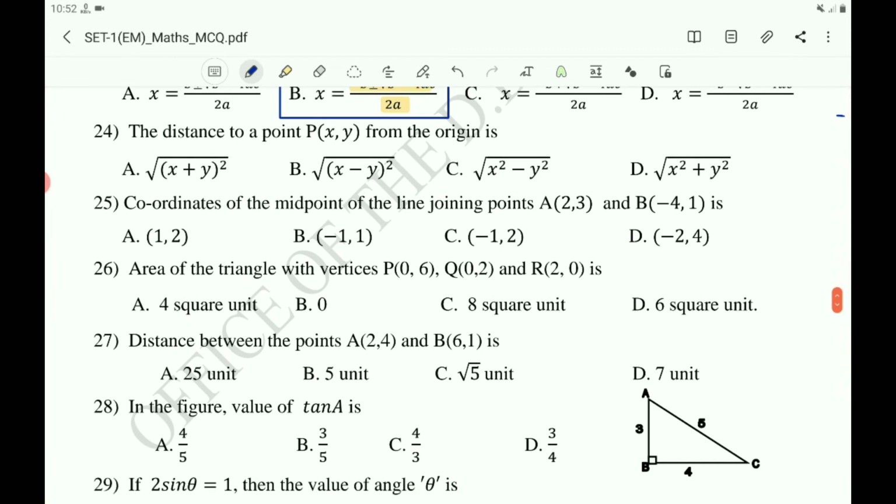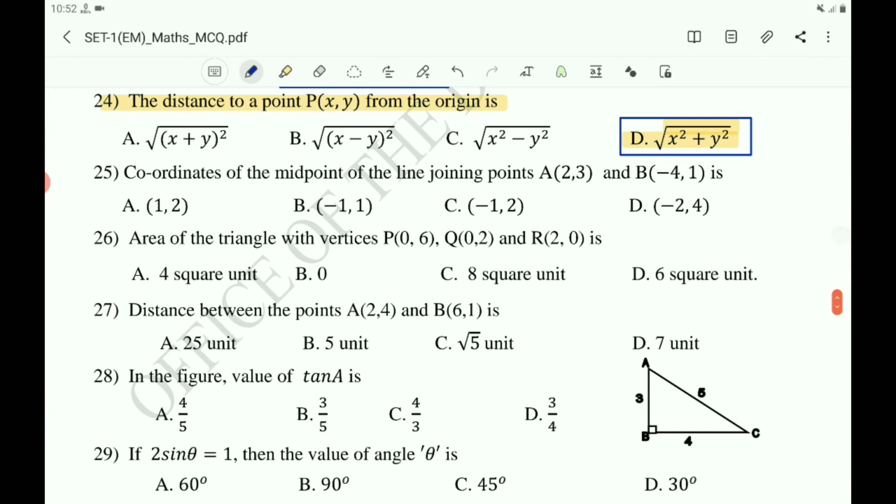Then question number 24. The distance of P of xy from the origin. You know the formula is whole root x square plus y square. Option D is the answer. Many times this question is repeated. P of xy from the origin is at a distance of whole root x square plus y square.